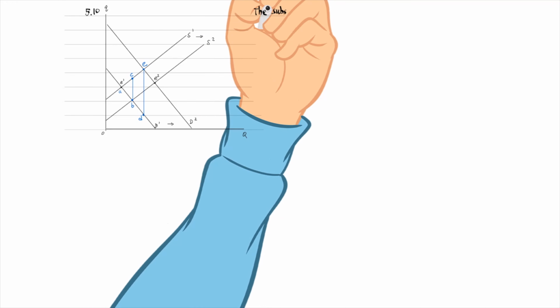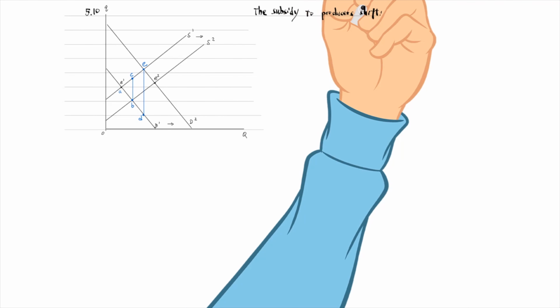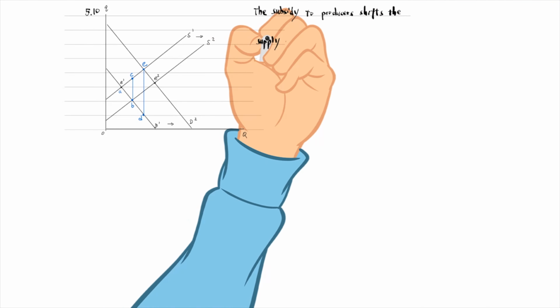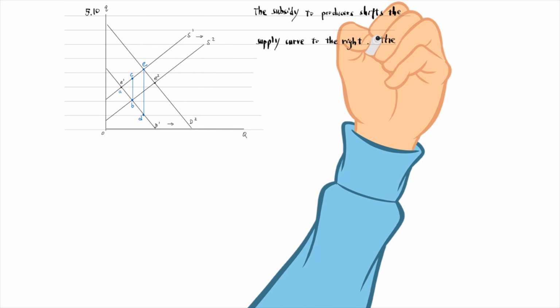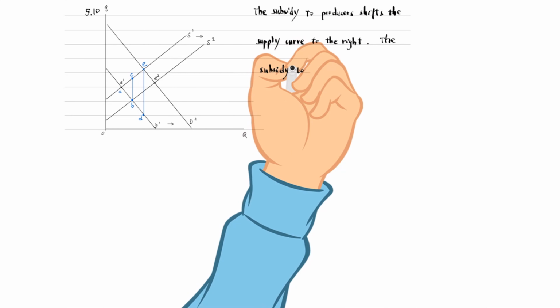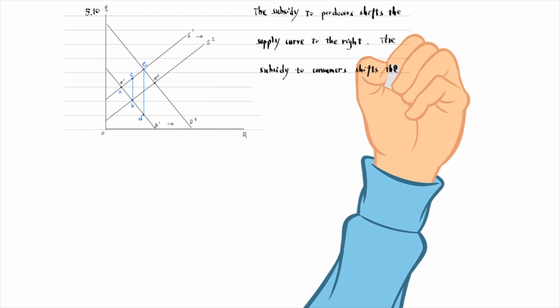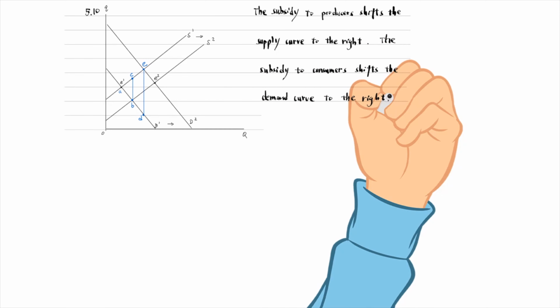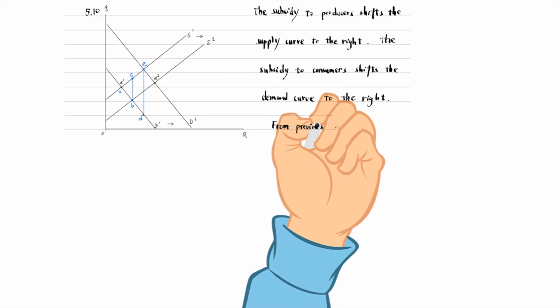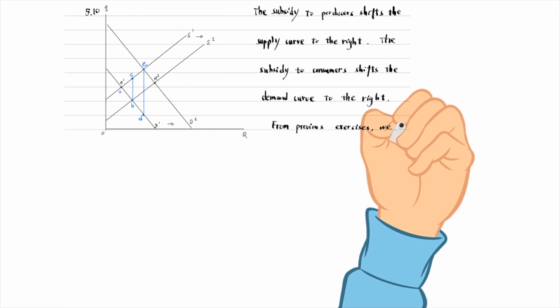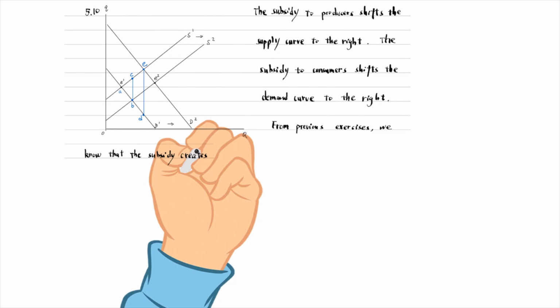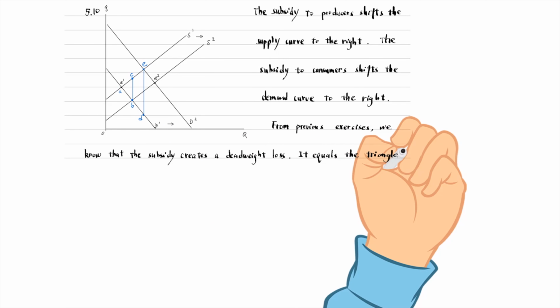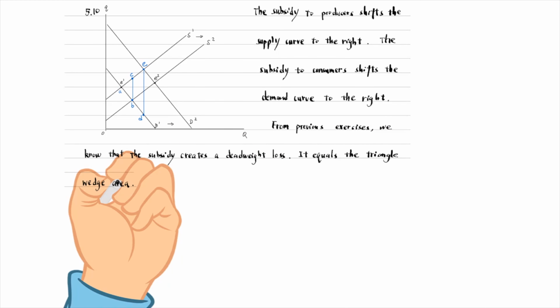The subsidy to producers shifts the supply curve to the right from S1 to S2. The subsidies to consumers shifts the demand curve to the right from D1 to D2. The equilibrium moves from E1 to E2. From previous exercises, we know that the subsidy creates a deadweight loss. It equals the triangle wedge area.